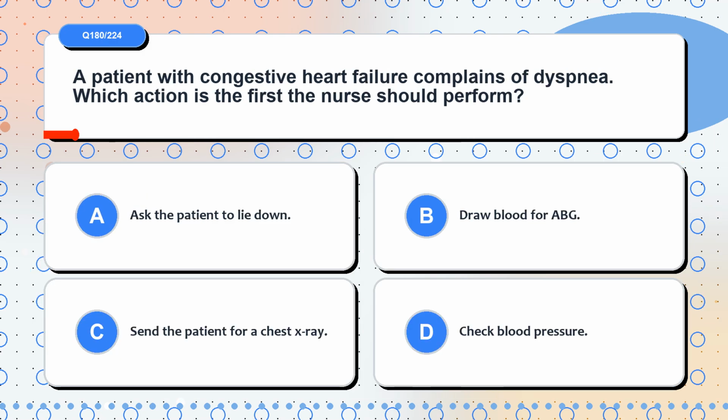Question 180. A patient with congestive heart failure complains of dyspnea. Which action is the first the nurse should perform? Here are the options. Option A. Ask the patient to lie down. Option B. Draw blood for ABG. Option C. Send the patient for a chest X-ray. Option D. Check blood pressure.